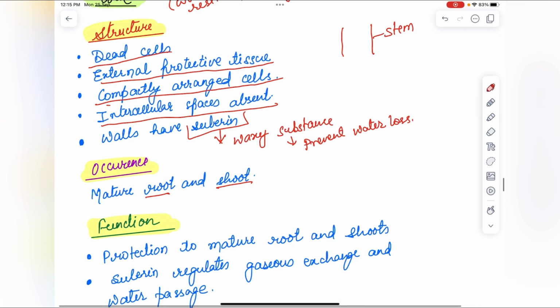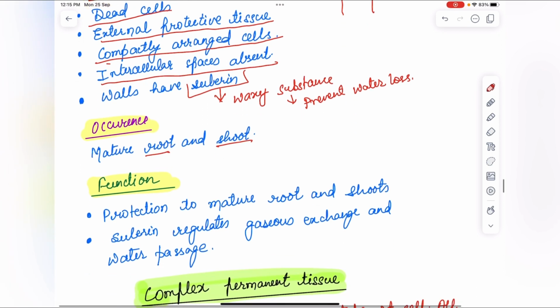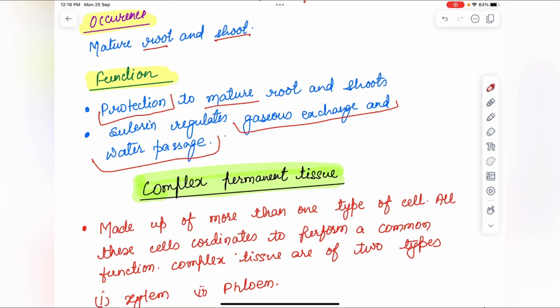Next, what is the function? Protection to the mature root and shoot. So it will provide protection. Suberin regulates gaseous exchange and water passage. Now we'll start with the complex permanent tissue.